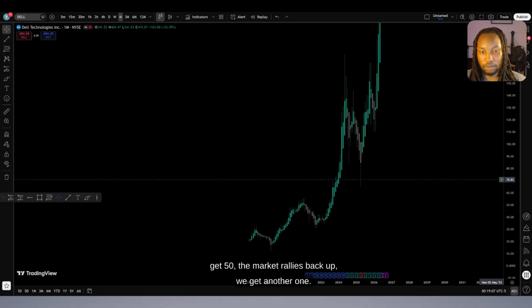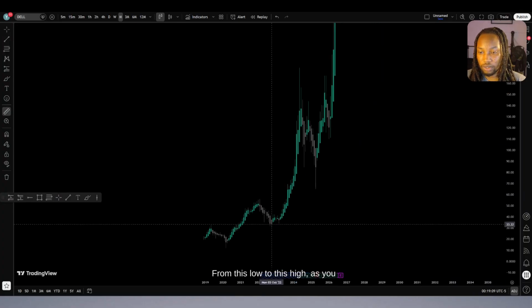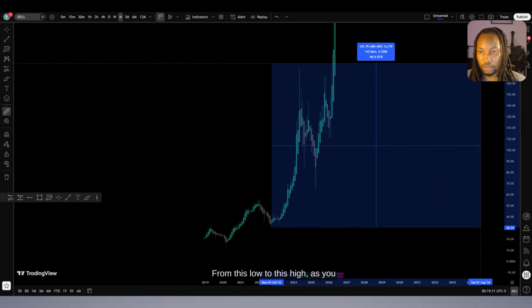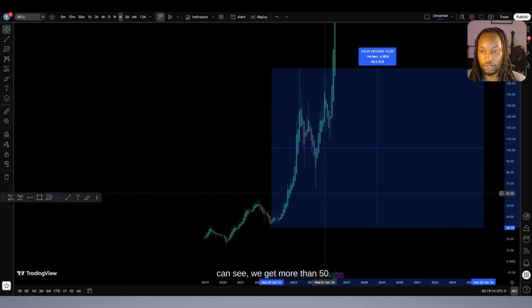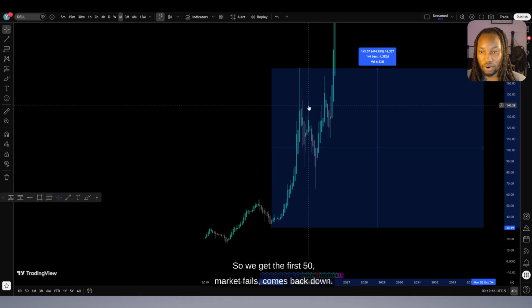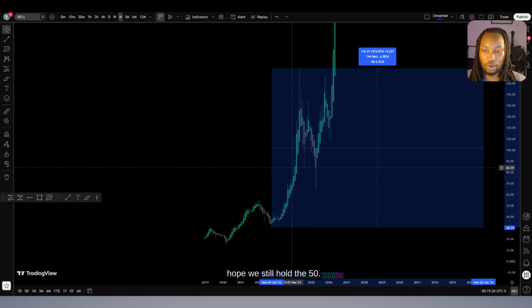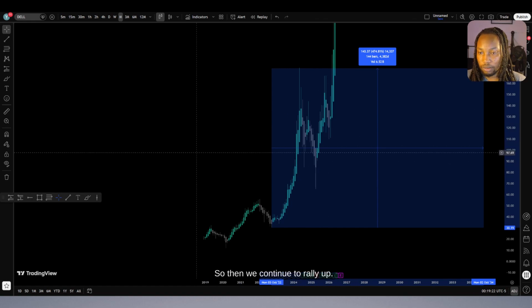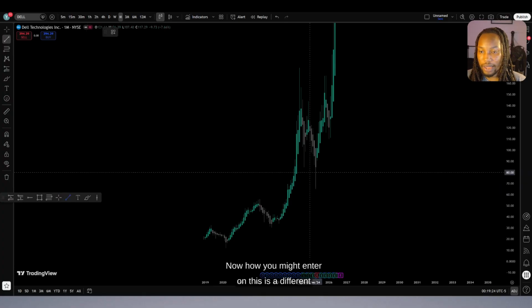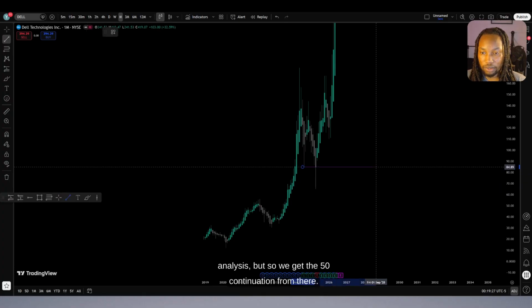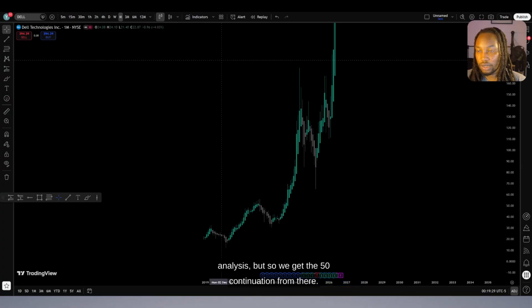The market rallies back up. We get another one from this low to this high. As you can see, we get more than 50%. So we get the first 50%, market fails, comes back down. Then we still hold the 50%, so then we continue to rally up. Now, how you might enter on this is a different analysis, but we get the 50% continuation from there.